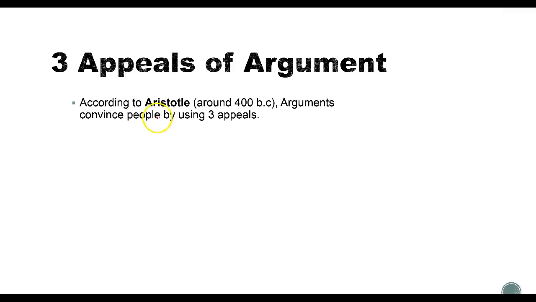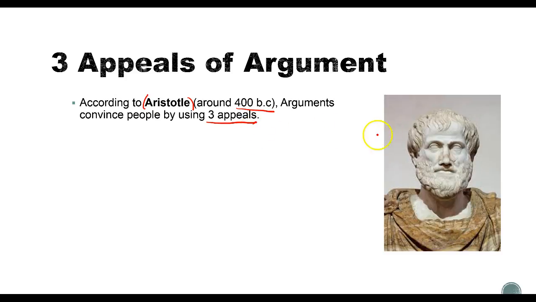So the famous Greek philosopher Aristotle, who is basically the best philosopher that ever lived, who was alive around 400 BC, that's right, 2,500 years ago, said arguments convince people by using 3 appeals, and we still look at these appeals today. Here he is, the man himself.